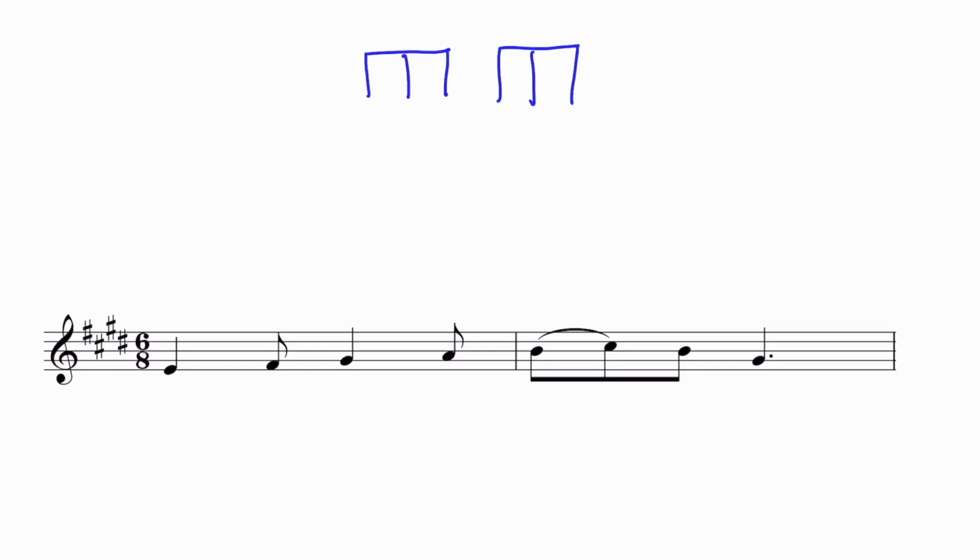It looks like this. Next, I'll write all the eighth notes above the staff so we can see how the rhythm of this melody compares to the beat. 1, 2, 3, 4, 5, 6, 1, 2, 3, 4, 5, 6. Now I'll count the eighth note beat out loud and clap the rhythm of the melody. I'll start with a 6-beat count in.